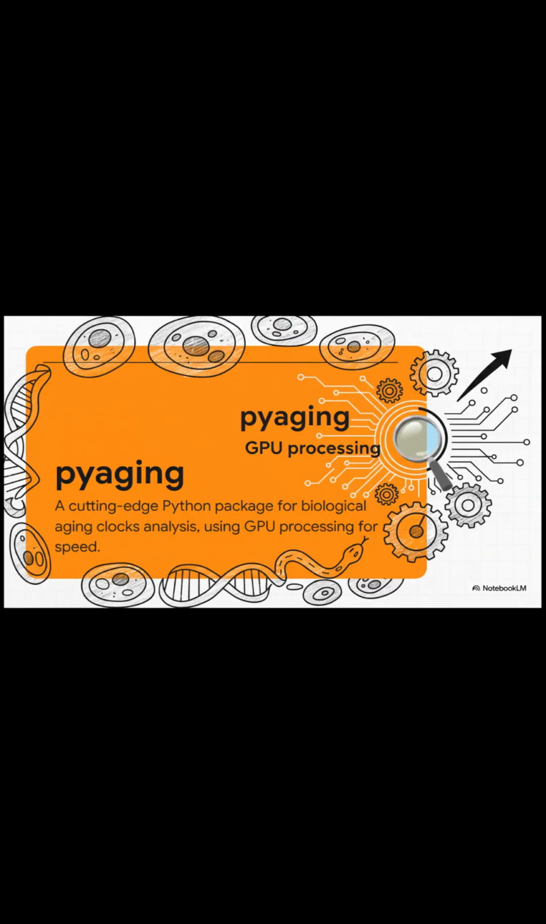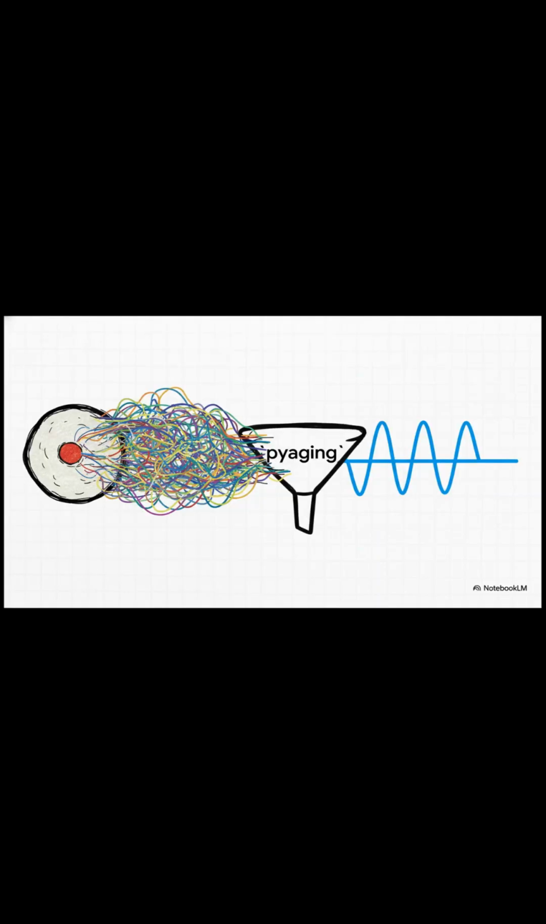So, meet PyAging. It's a highly specialized Python library built to analyze what are known as biological aging clocks. These are biomarkers in our cells that can guess an organism's true biological age, which can be way different from how many birthdays you've had. And notice it says GPU processing. That means it's using the same kind of heavy-duty power that runs high-end video games to just blaze through unbelievable amounts of data.